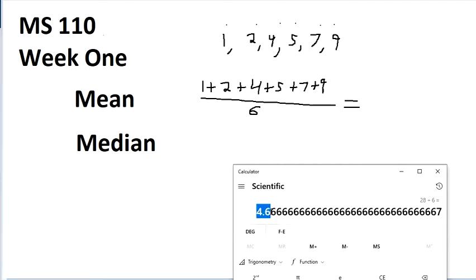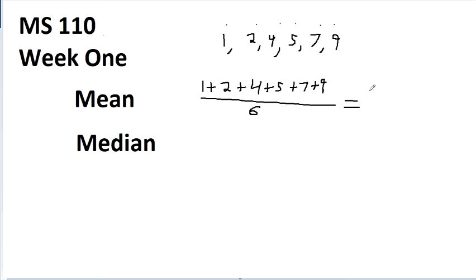So that's my mean. If MyLab Math asks you to round to the hundredths place, that means the second decimal. If it asks you to round to the thousandths place, that's the third decimal. If it asks you to round to the tenths place, that's the first decimal. So let's say it asks us to round to the hundredths place. I'm going to say 4.67.